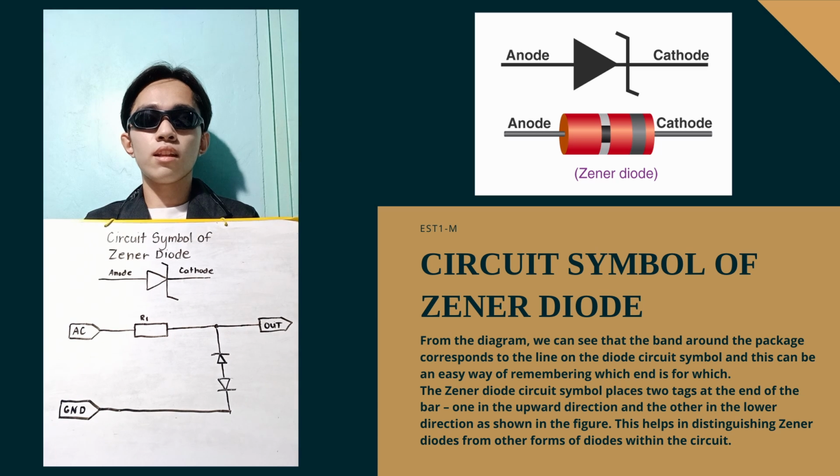So makikita natin sa diagram at mapapansin natin that the band around the package corresponds to the row on the symbol so that the diode ends can be easily remembered. So yung circuit symbol of the Zener diode ay nag-i-include ng two tags at the finish of the bar, where one is in the direction of upward at ang isa naman ay in the lower direction so that it helps in differentiating these diodes from other types of diodes in the circuit.